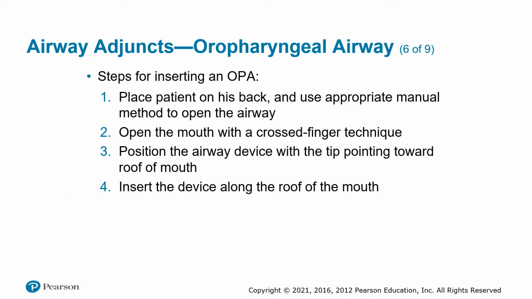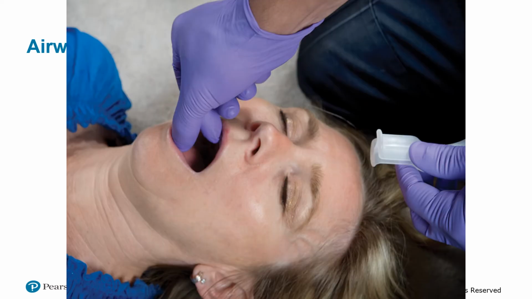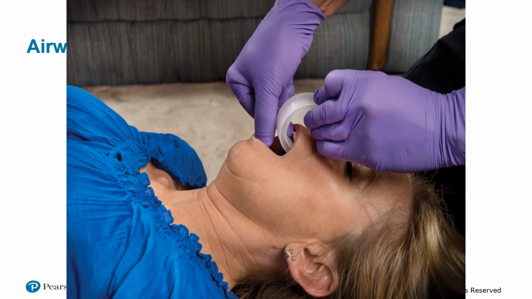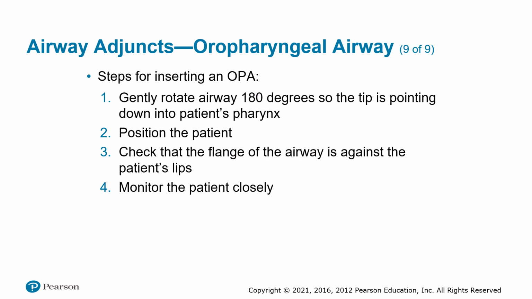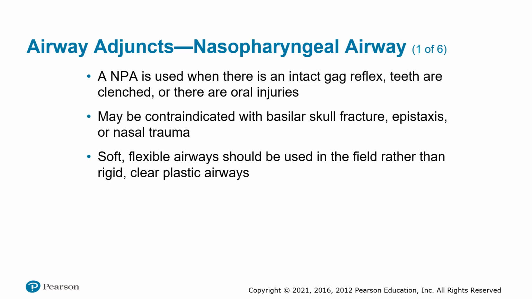Place the patient on their back. Use an appropriate manual method to open the airway. Open the mouth with a crossed finger technique. Position the device with the tip pointing toward the roof of the mouth and insert the device along the roof of the mouth. So the crossed finger technique, tip pointing upward. Gently rotate the airway 180 degrees so that the tip is pointing downward into the patient's pharynx. Position the patient. Check that the flange of the airway is against the patient's lips and monitor the patient closely.